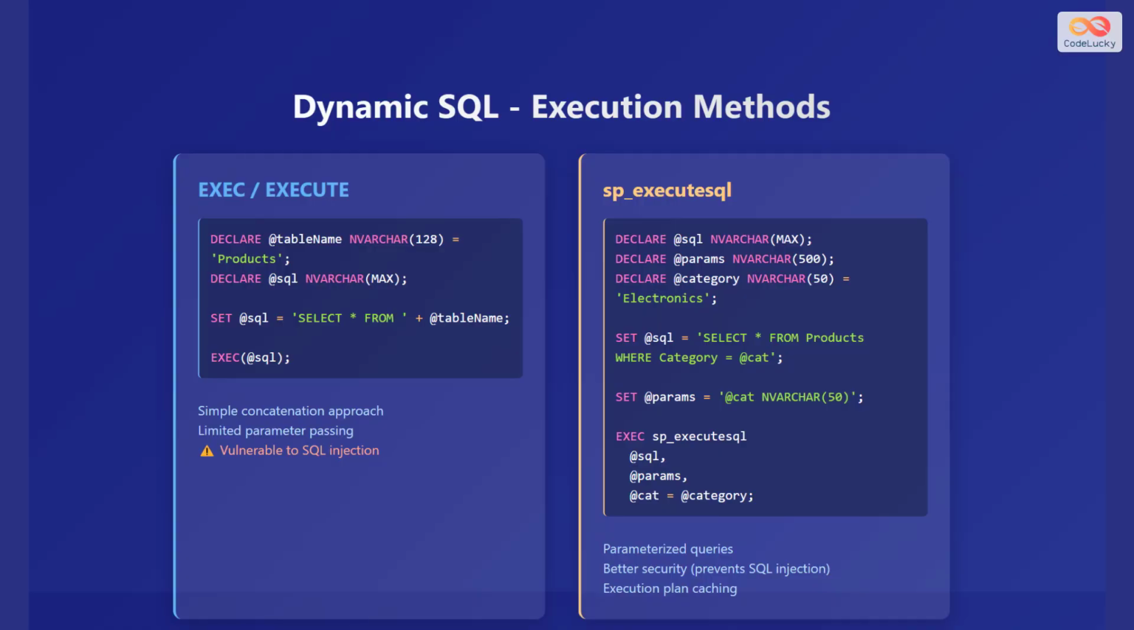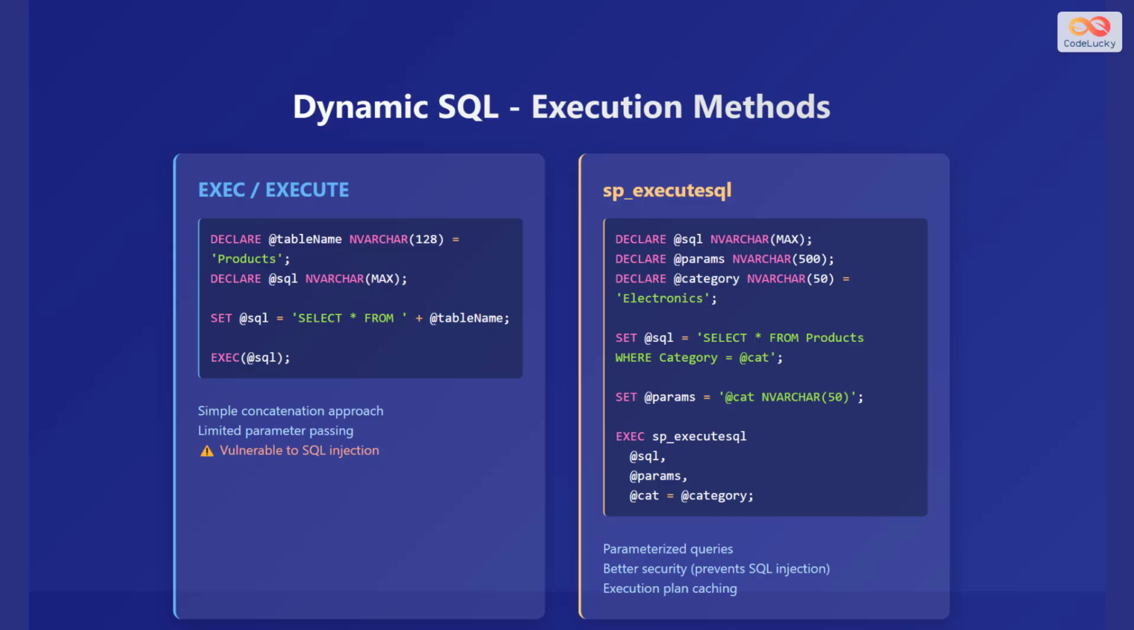Let's examine the different execution methods for dynamic SQL. The first method is exec or execute. This involves simple concatenation but has limited parameter passing capabilities and is highly vulnerable to SQL injection attacks. The second method is sp_executesql. This method supports parameterized queries, providing better security by preventing SQL injection and enabling execution plan caching.